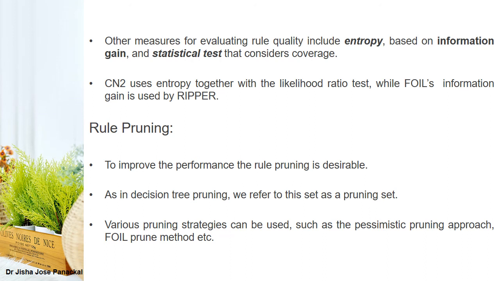Rule pruning is also desirable to improve the performance of the rule. As in decision tree pruning, we refer to this set as a pruning set. Various strategies can be used, such as the pessimistic pruning approach, the FOIL prune method, etc. So these are the points related to rule-based classification.